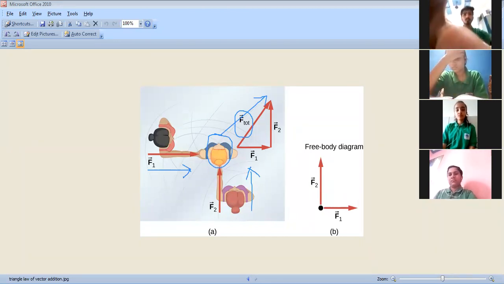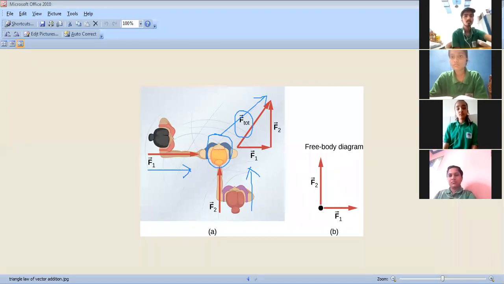Just a second, I am searching for it. Okay, here, there are two forces acting. Can you see what the angle between them is? The angle between them is 20 degrees, which is less than 90 degrees. Are you getting it, students, or not?